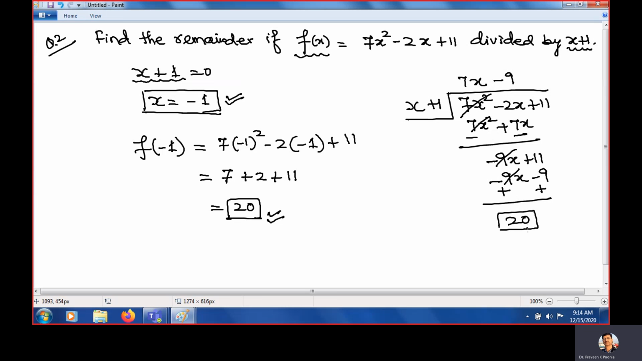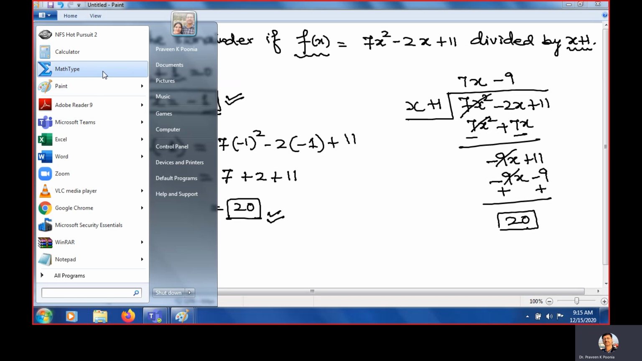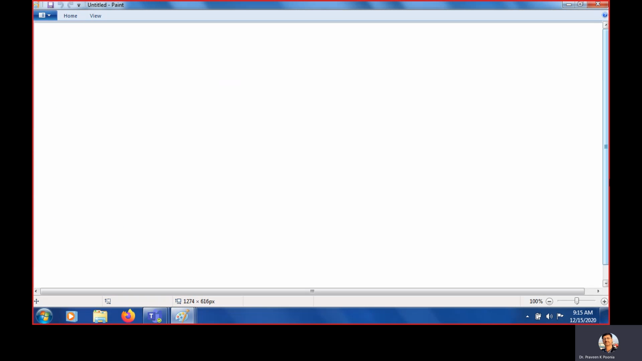So this is the theorem. In place of division, no need to divide. We only need to find the functional value. There is no need of long division. Only put the divisor equal to 0, find x, and find the functional value. Now we will solve two questions, and one question of this type always comes in your exam.